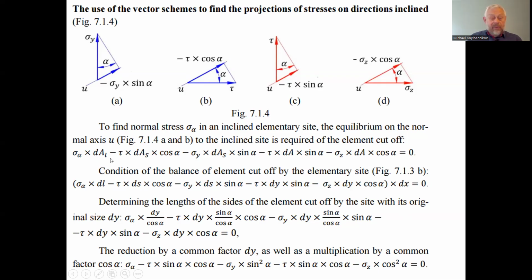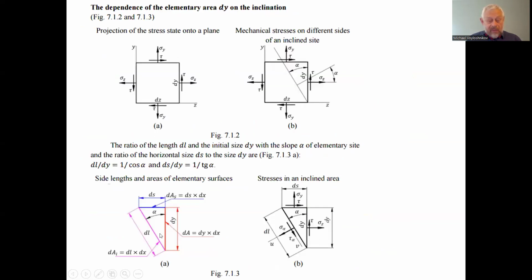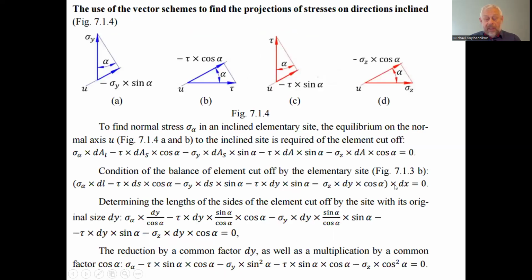After that, for all areas of the sides, we can express the area through definite sizes in the considered plane, dy, dl, ds, and we determine all these areas as products of the definite size of each face of the cutout part of the mechanical body multiplied by the length increment dx. So we can factor it out of the brackets, and we can divide by it, because the sum has to equal 0 according to the balance of forces in the equilibrium equations. After that, we have to do some transforms.